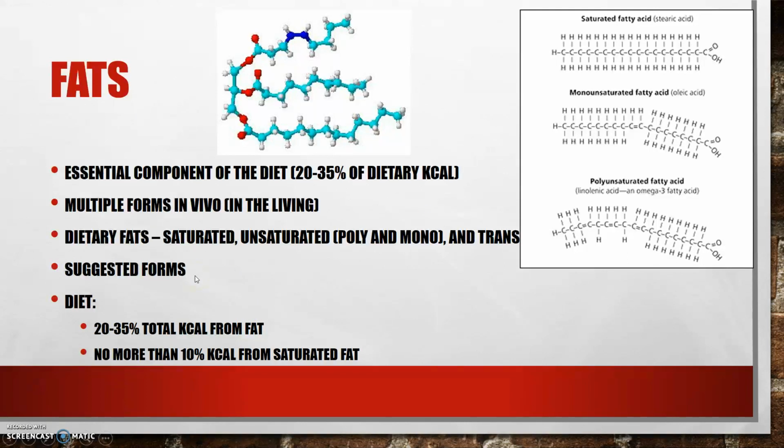In terms of our forms, again, ideally we want our fats from things like oils. So an olive oil is a great form. Seeds, nuts, legumes are all a good form. And then fish, of course, but again, be aware of how much you actually eat.